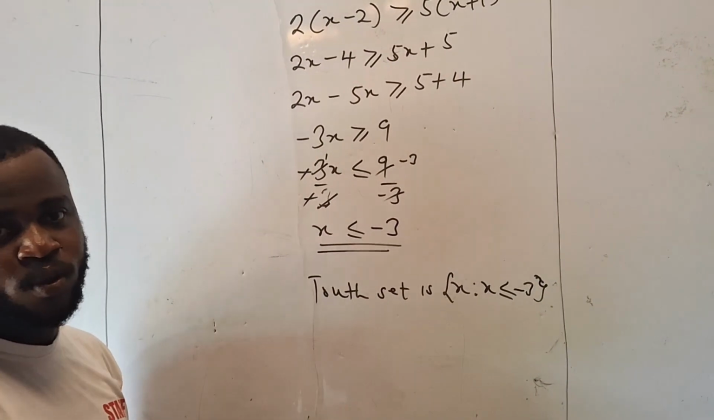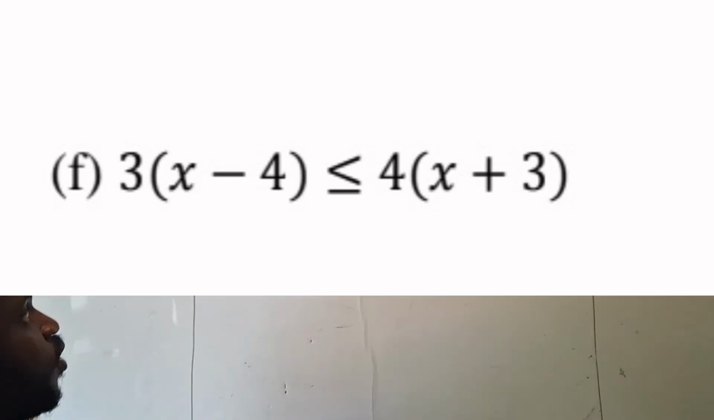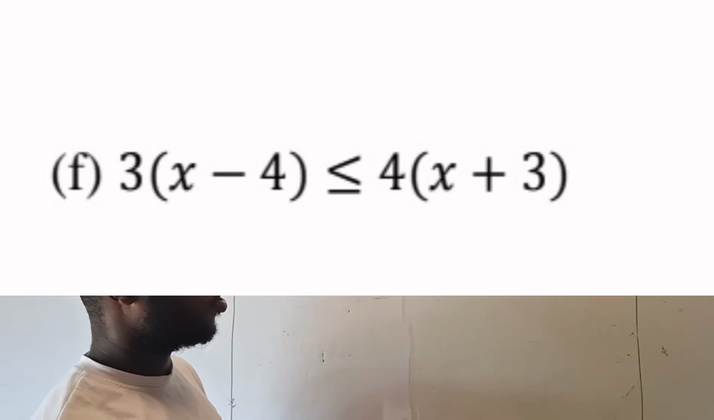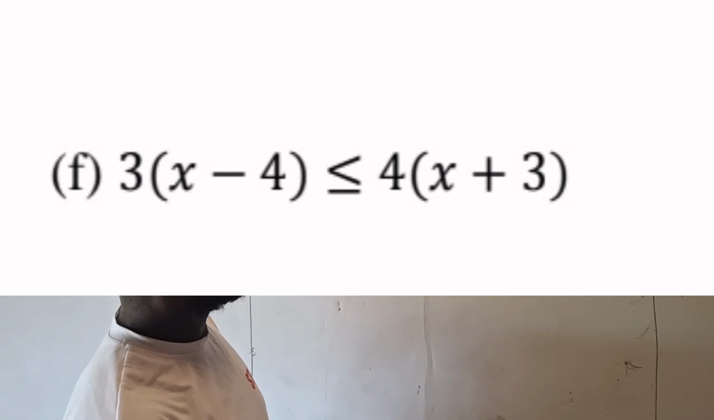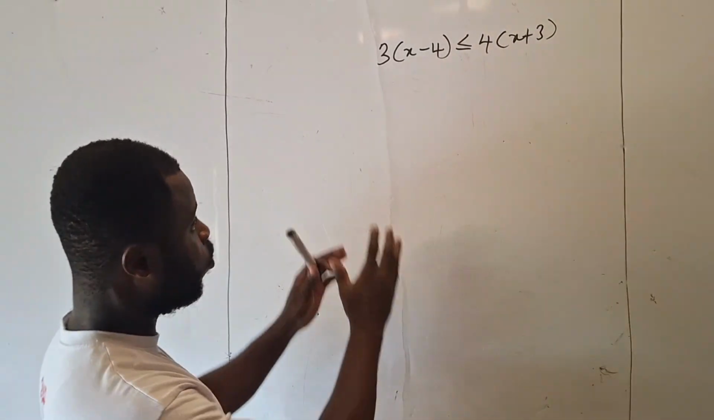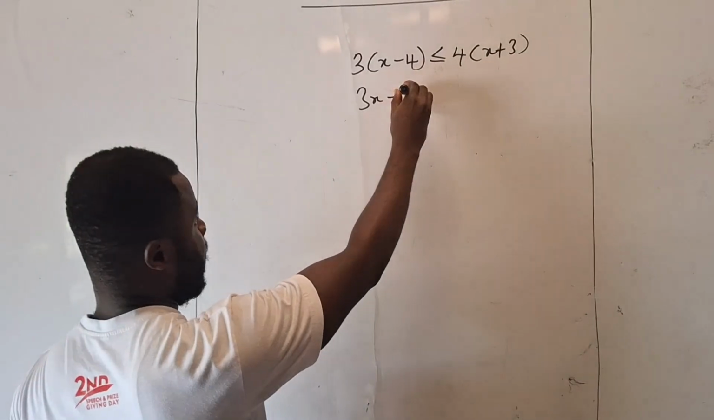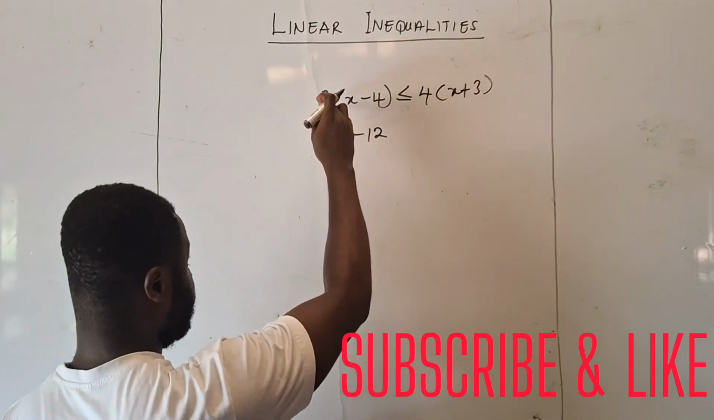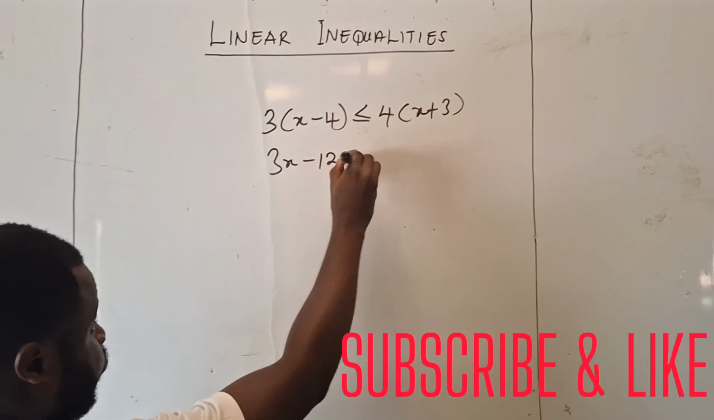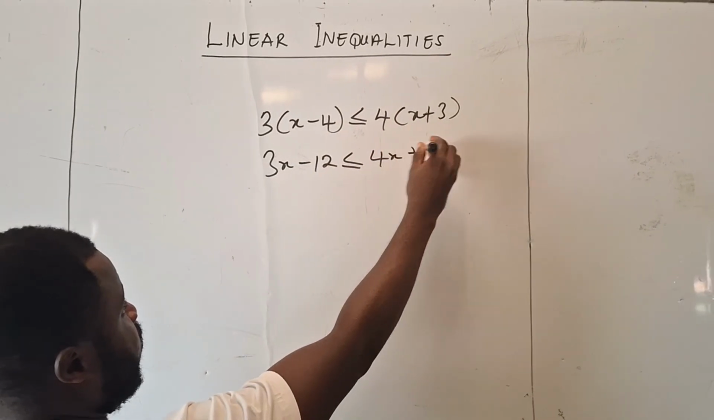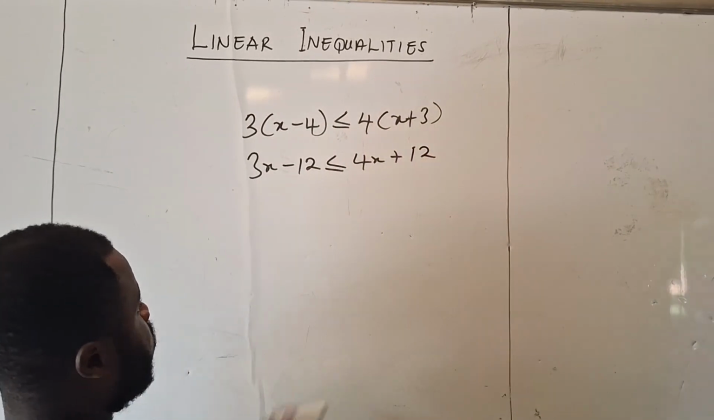Now let's take the last question on this. So the last question here: 3 bracket open x minus 4 bracket close, less than or equal to 4 bracket open x plus 3. So we are going to open the bracket. So this one will give us 3x minus 12, 3 times 4 is 12, less than or equal to then 4 times x, 4x, then plus 4 times 3, which is also 12.